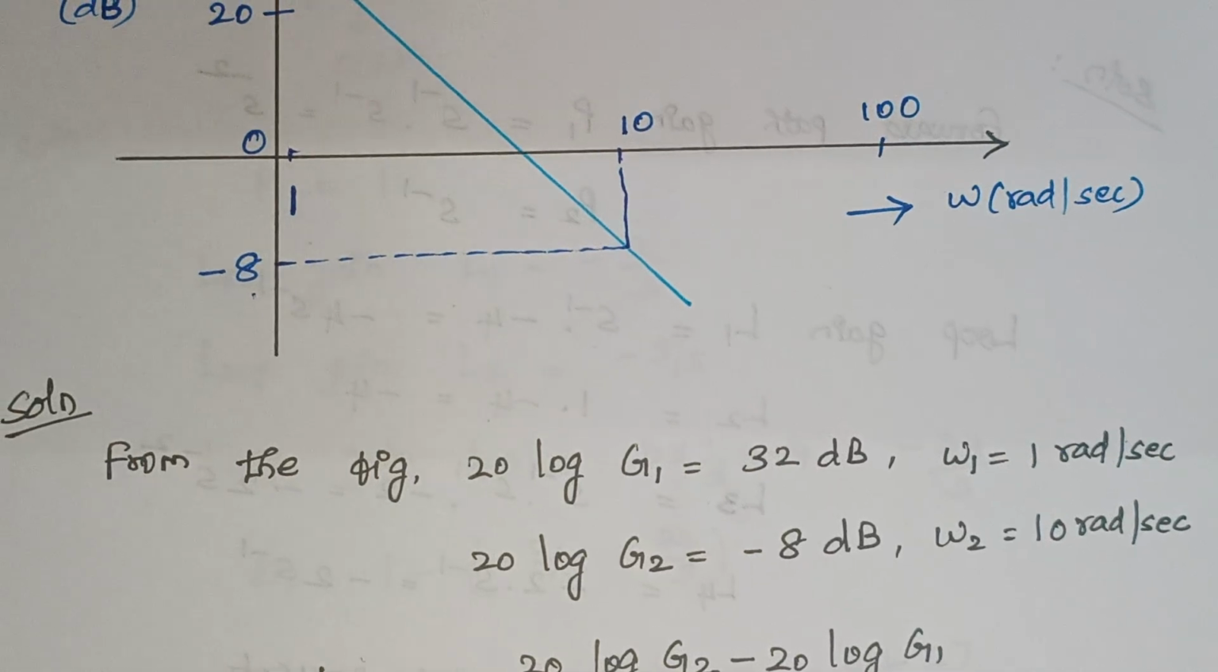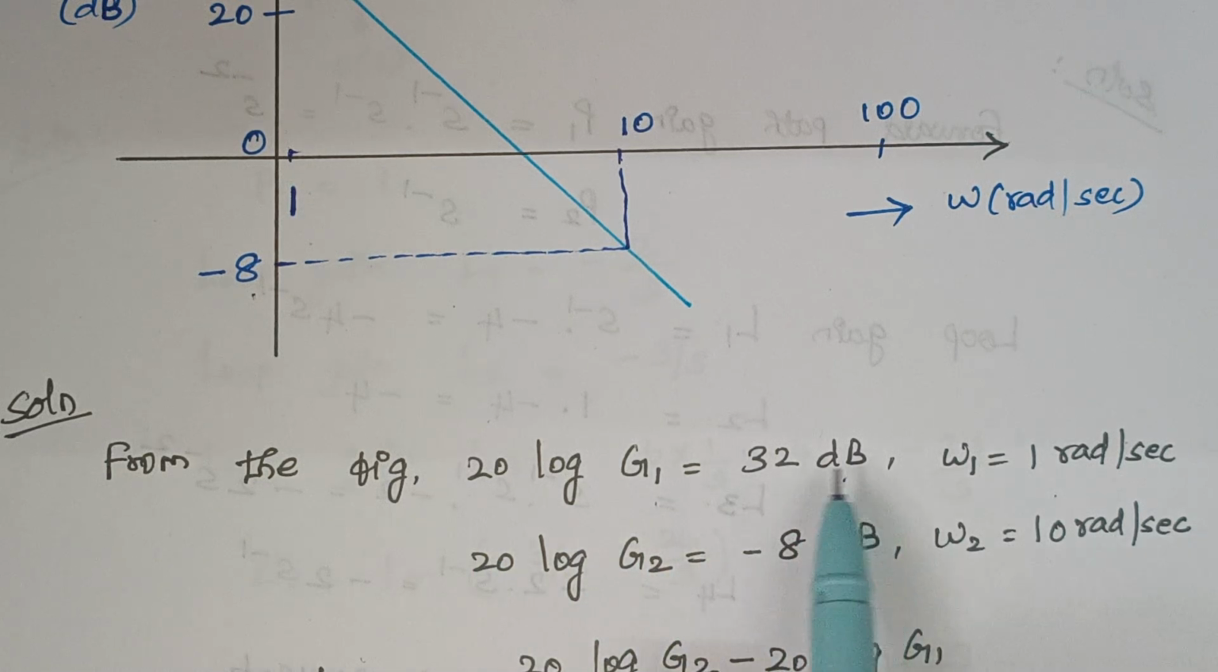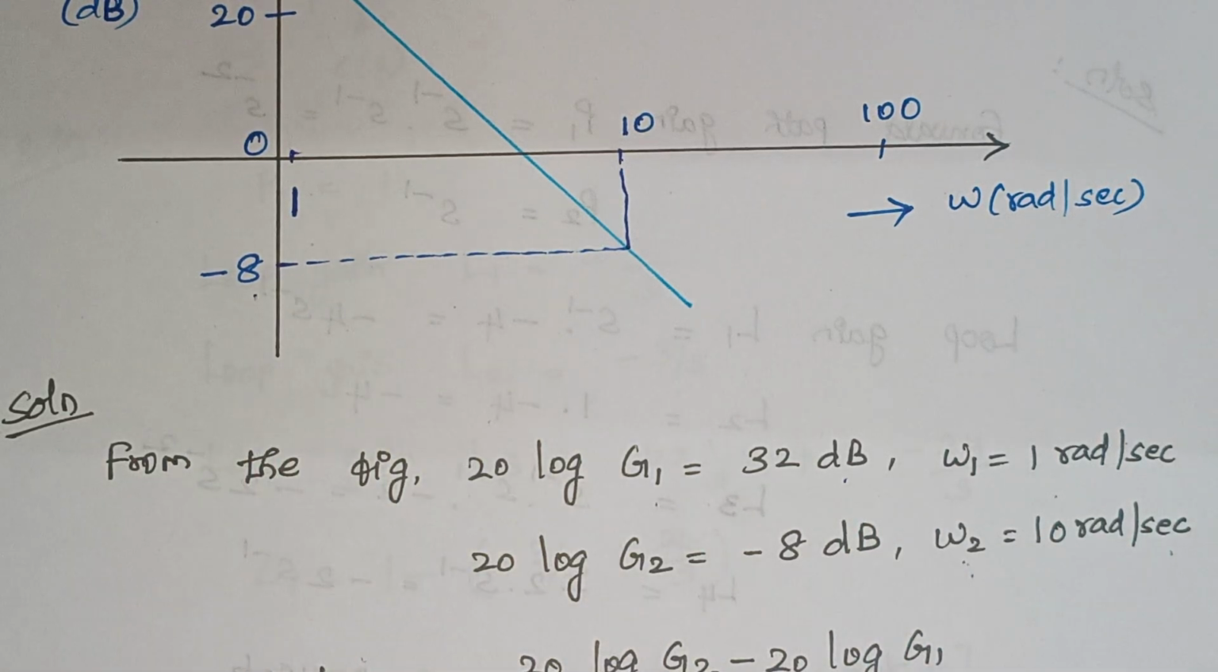When omega 1 is equal to 1 radian per second, the respective magnitude is 32 dB. How will you represent magnitude? In terms of 20 log something. So here I have written it as 20 log G1. And at omega 2, equal to 10 radian per second, the magnitude is minus 8 dB.